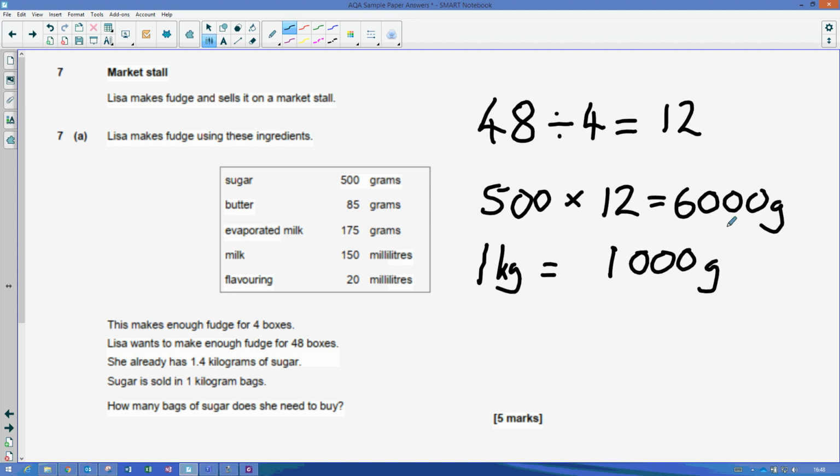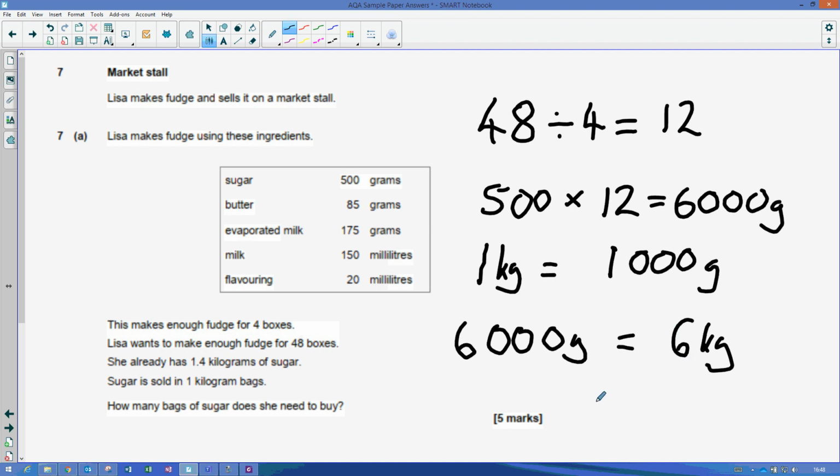So to convert grams to kilograms, I need to divide. An amount of kilograms is smaller than the same amount of grams. So I need to divide. So 6,000 grams is going to be equal to 6 kilograms. So we know that Lisa needs 6 kilograms for this recipe to make 48 boxes. We also know she's already got 1.4 kilograms, so she's not going to have to buy all 6 kilograms.